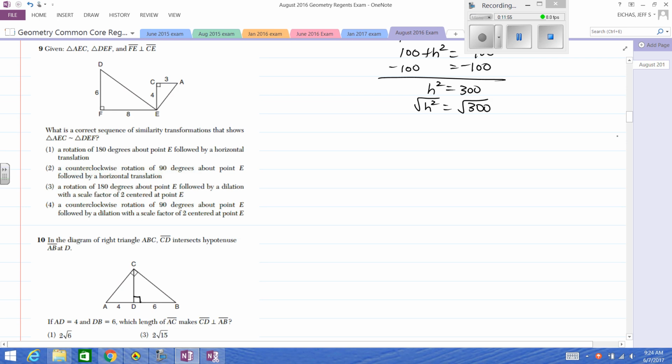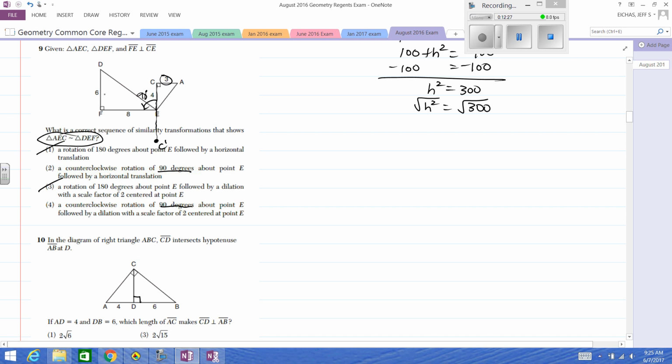All right. Similar transformations. We have to prove that those are similar. A 180-degree rotation would put C down here. We've got to get C to F. That's got to be 90 degrees. So let's get rid of the 180s. I don't think that's going to work. The 90s will, but then the figure is going to get bigger.